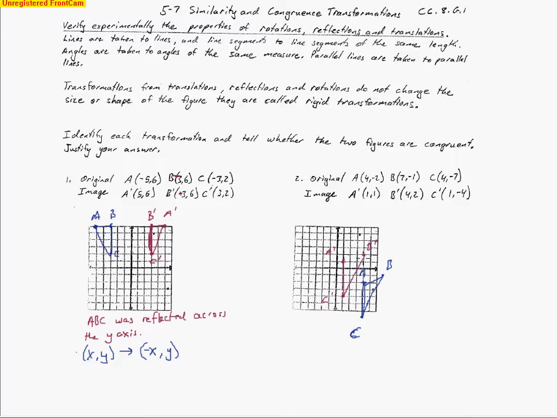So right away, it's definitely not a reflection because it didn't flip over. It didn't rotate, so it didn't turn, so it's not a rotation, but what it did do is it moved. So the way we can figure out what it moved by is taking a look at one of the points. I'm going to take a look at A. It seems like the easier one here.